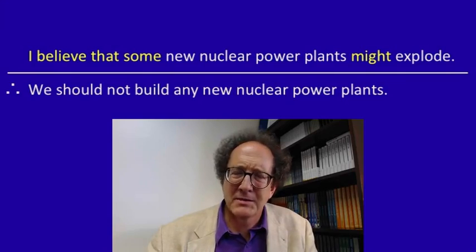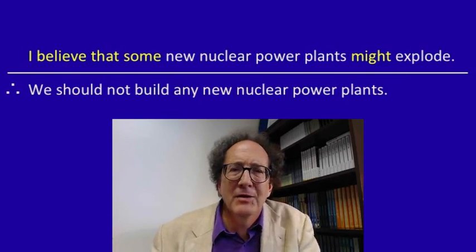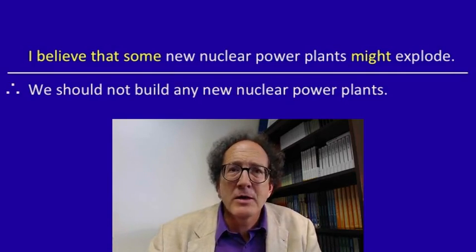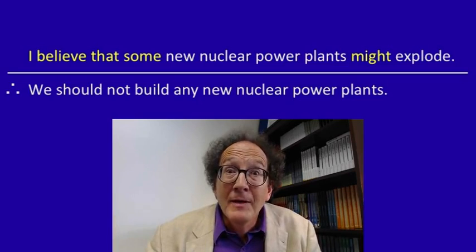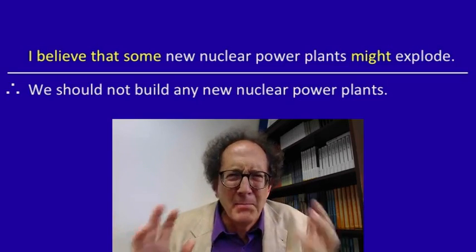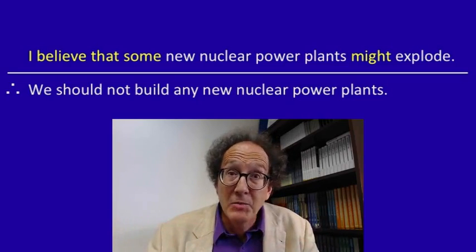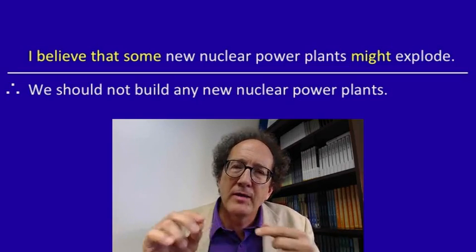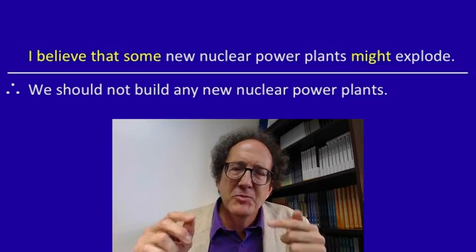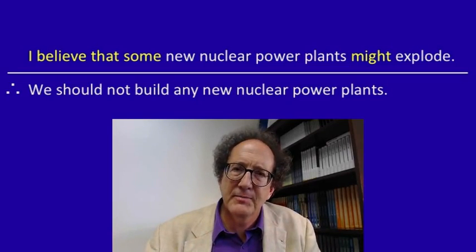Now we've got a premise: I believe that some of the new nuclear power plants might explode. That's going to be hard to deny. I mean, what's an opponent going to do? Show that you don't really believe it? Show that it's not true that they might explode, that there's no possibility that any of them will explode? You're not claiming all of them will, just some of them. So by guarding the premise in this way, you make it more likely to be true and less subject to objection. And that's what guarding does.